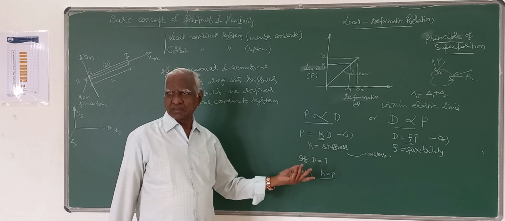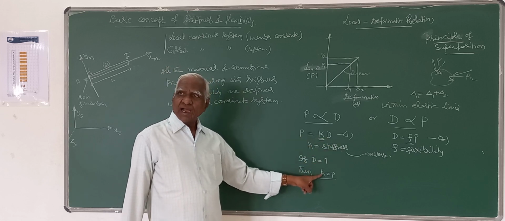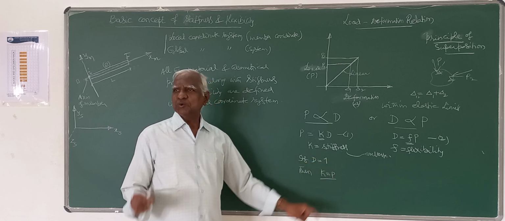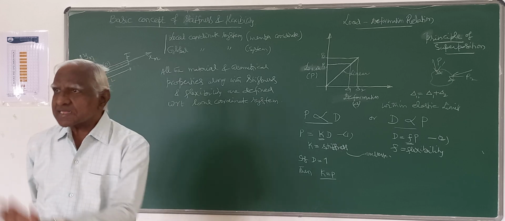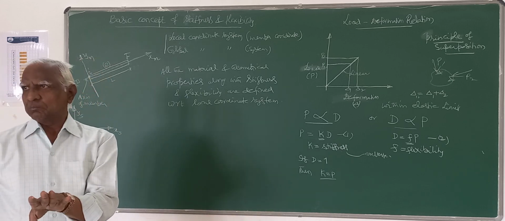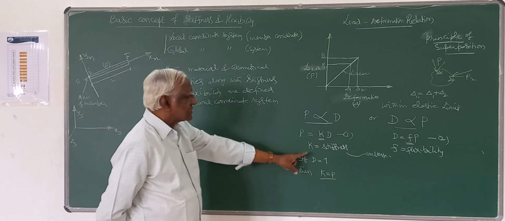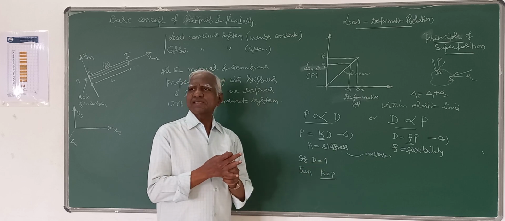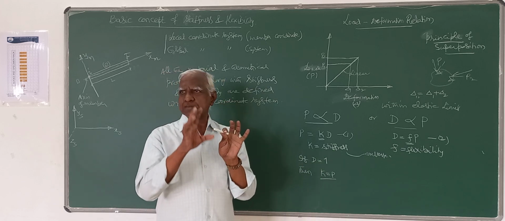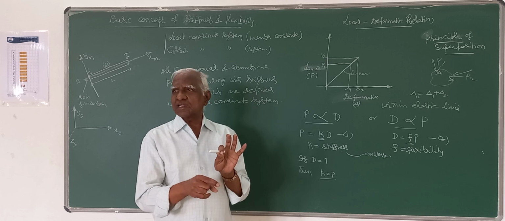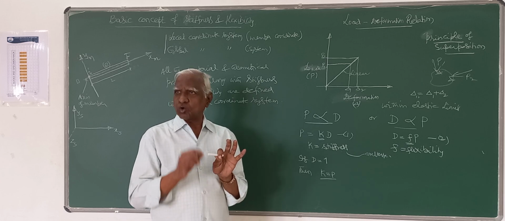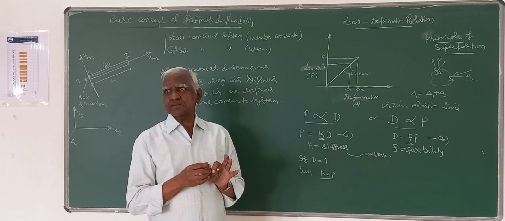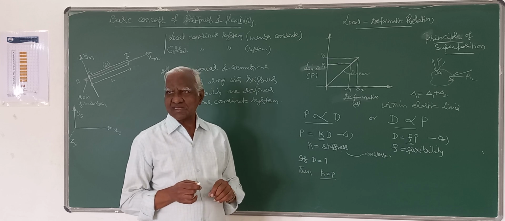P is equal to KD. That means this stiffness I can define as the force developed due to unit displacement. That's as simple as that. You give a unit displacement, then what is the force developed, or what is the force required to develop that unit displacement, we define as stiffness.